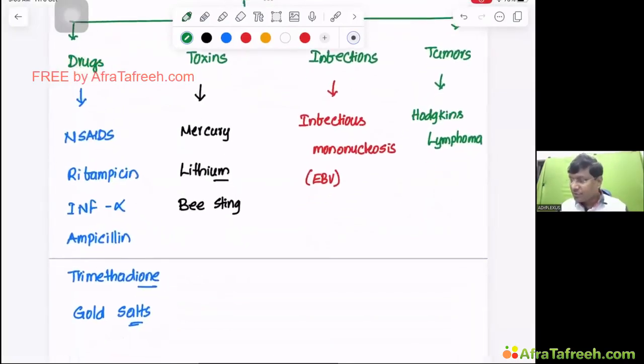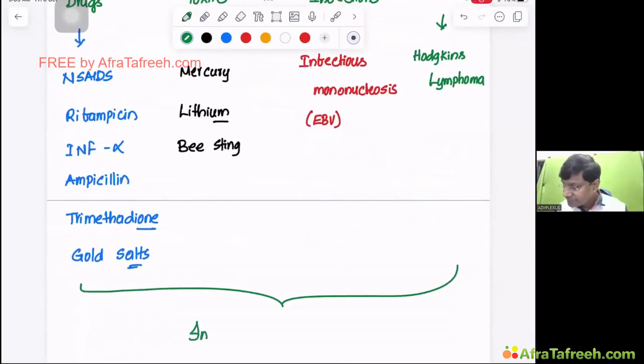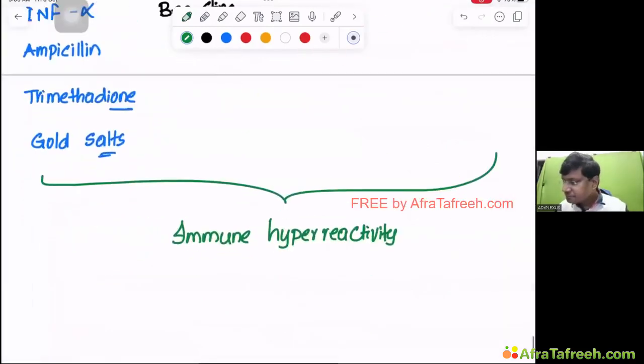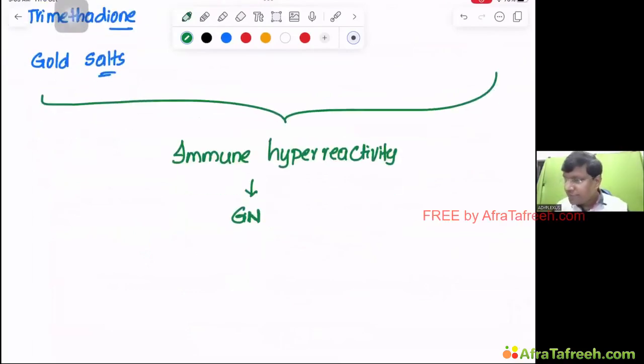Now, what you have to understand is that all these etiologies are responsible for immune hyperreactivity, and that will be causing glomerulonephritis. So what is it that we need to do? You need to suppress this immune hyperreactivity. Now, how can you suppress this immune hyperreactivity?